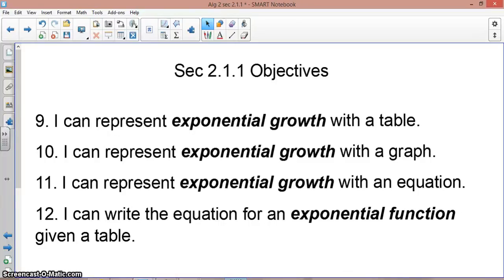Okay, so today we're going to start Chapter 2. In Chapter 2, we have 4 objectives for the first lesson. I can represent exponential growth with a table, I can represent exponential growth with a graph, I can represent exponential growth with an equation, and I can write the equation for an exponential function given a table.